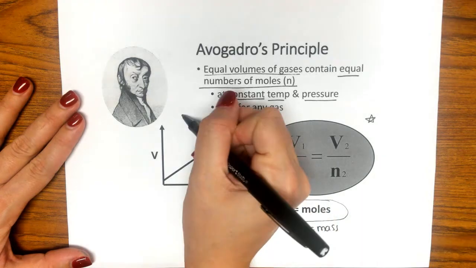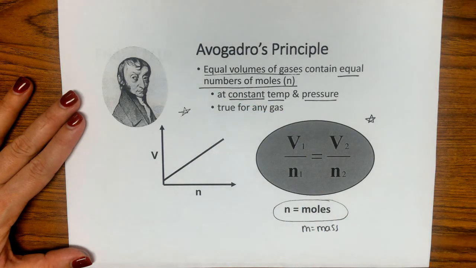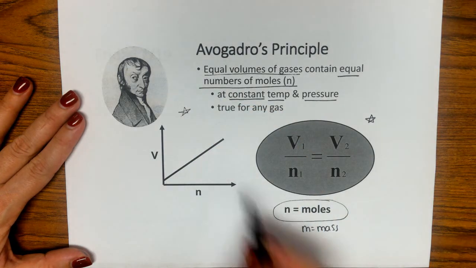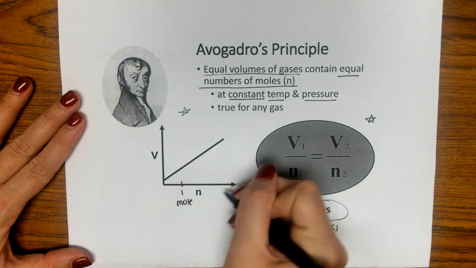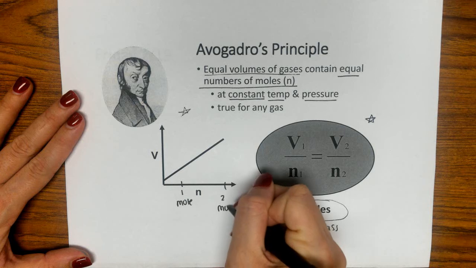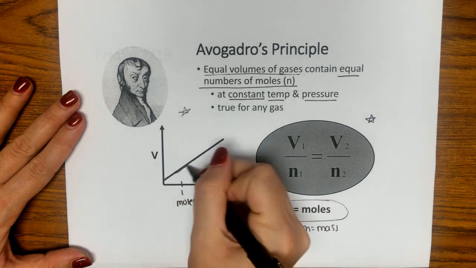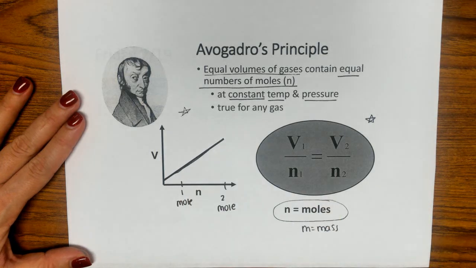And so you probably want to draw this graph in there as well. So as the number of moles increases, as you go from like 1 mole to 2 moles of a gas, the volume will also increase, which would make sense. The more gas particles you have, the more space they take up.